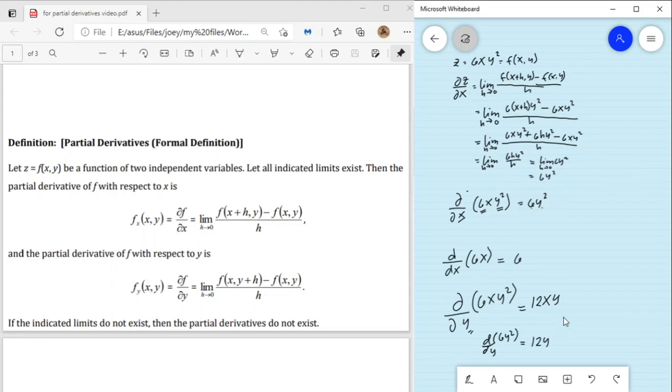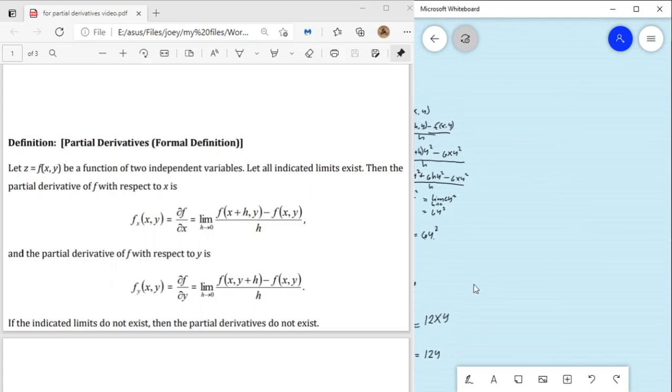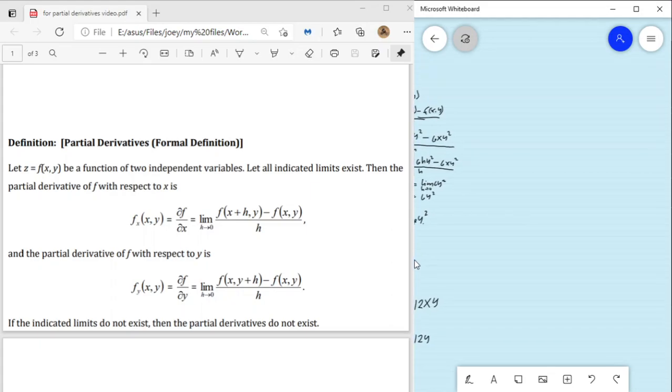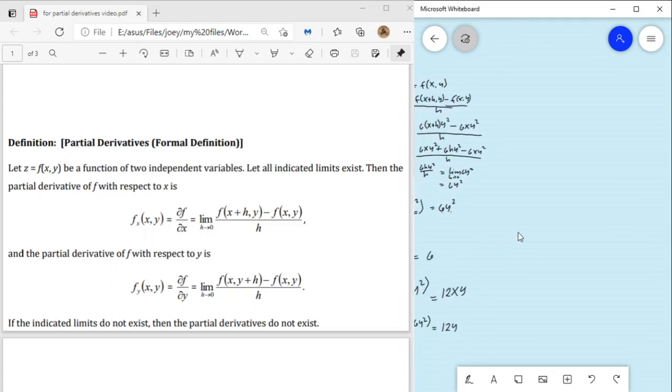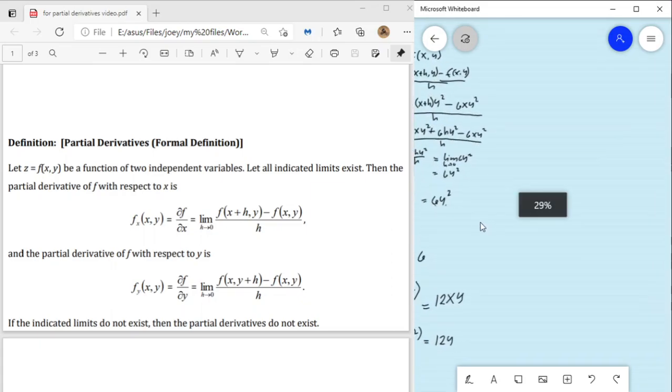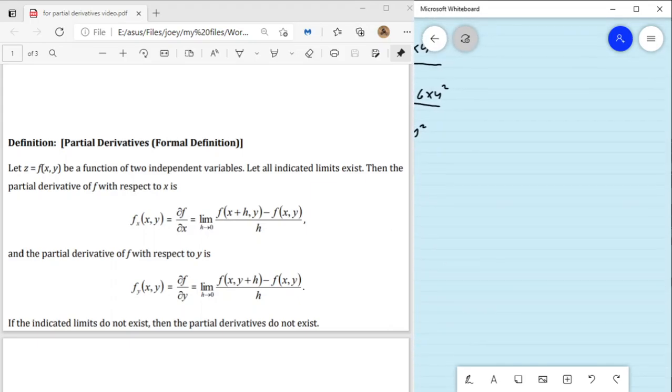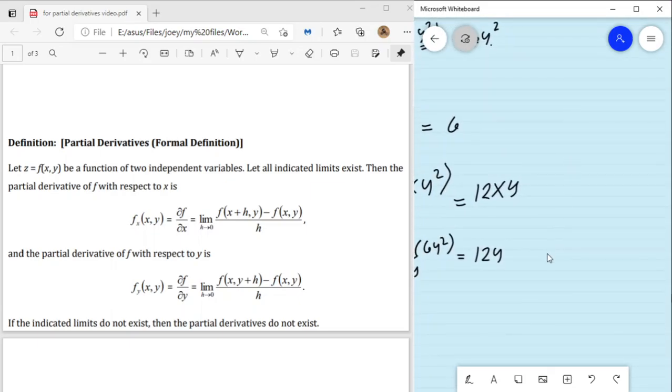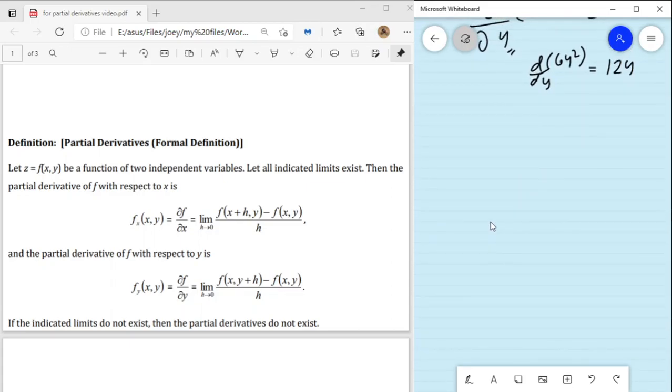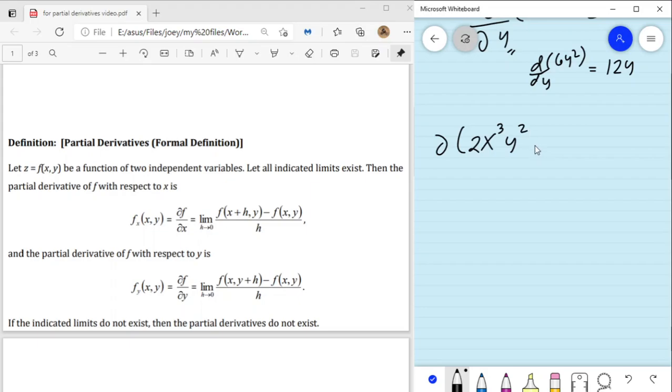So let us take another example. Following that process, let us find the partial derivative of 2x cubed y squared minus 5x squared y plus 7xy, but let us derive this with respect to x first.